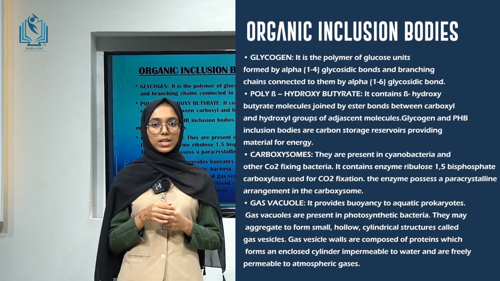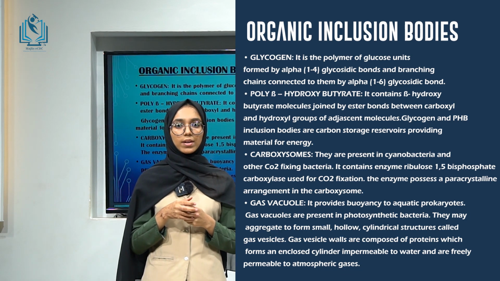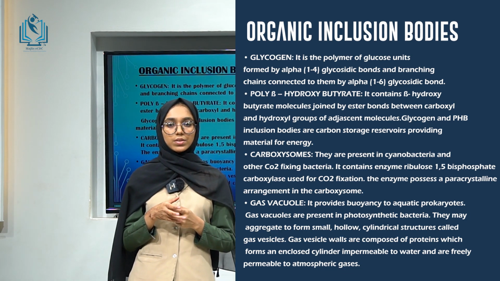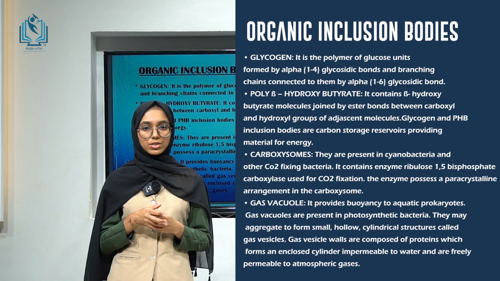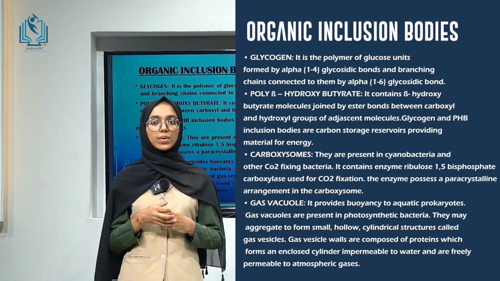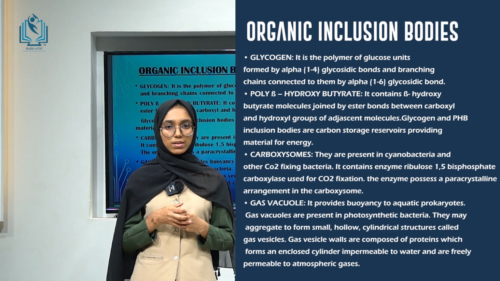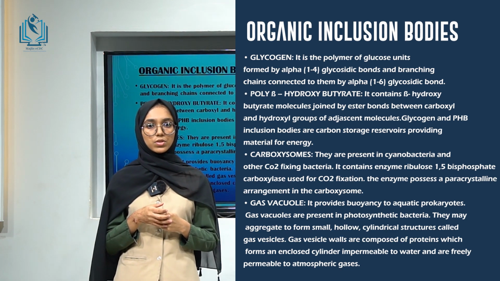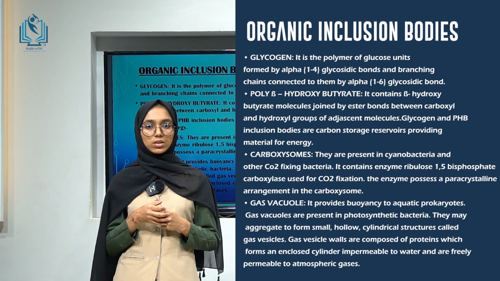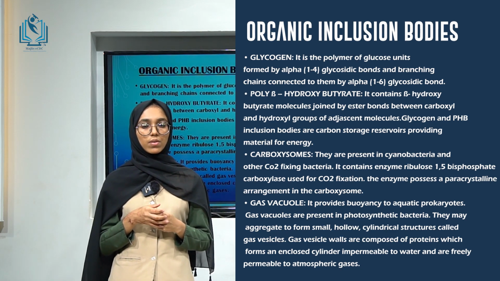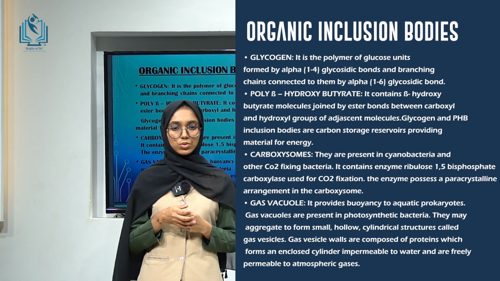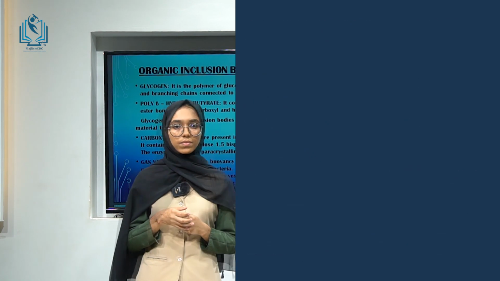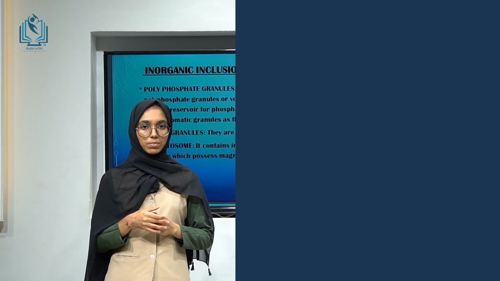Gas vacuole. It provides buoyancy to aquatic prokaryotes. It is present in photosynthetic bacteria. They may aggregate to form small hollow cylindrical structures called gas vesicles. Gas vesicle walls are composed of proteins which form an enclosed cylinder impermeable to water and freely permeable to atmospheric gases. Now we have inorganic inclusion bodies.